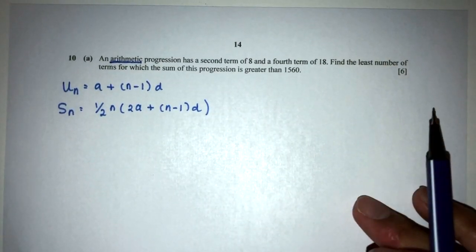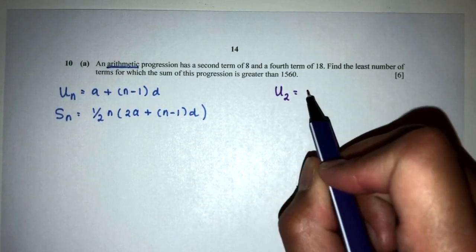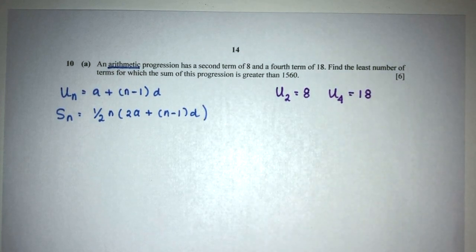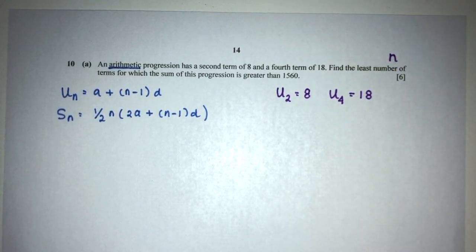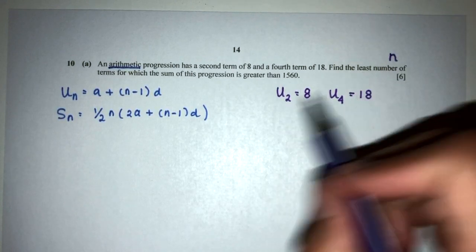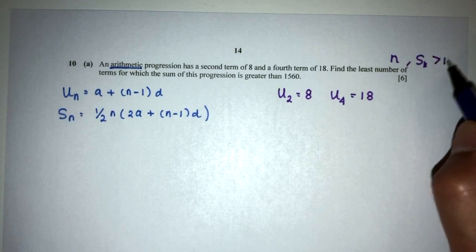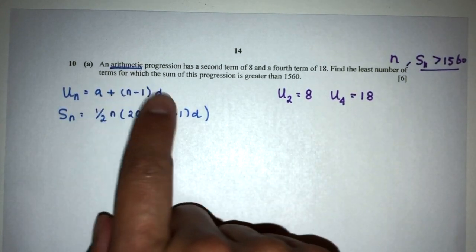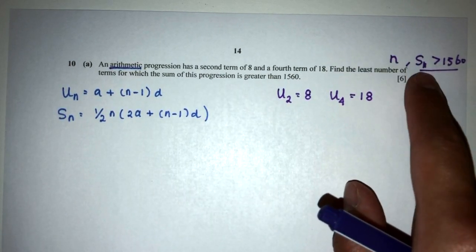Now, here we can see it has a second term, so u of 2 is given by 8 and u of 4 is given by 18. That's the two things we know right now. Now, find the least number of terms, so find the least value of n, the term, for which the sum of this progression, for which s of n has to be more than this value. Okay, so first use these two to find the value of a and the value of d. Then we have to find the value of n for which s of n will be more than this.